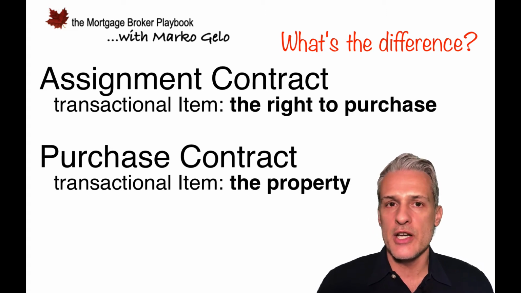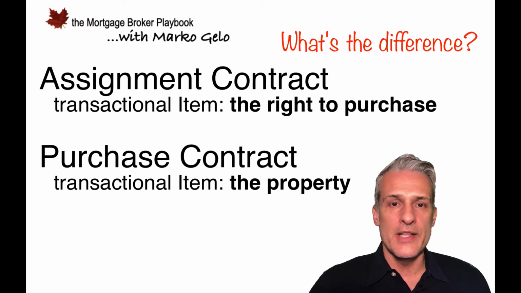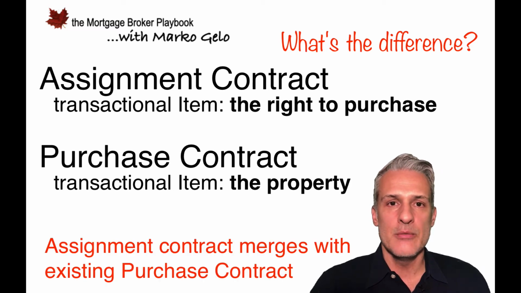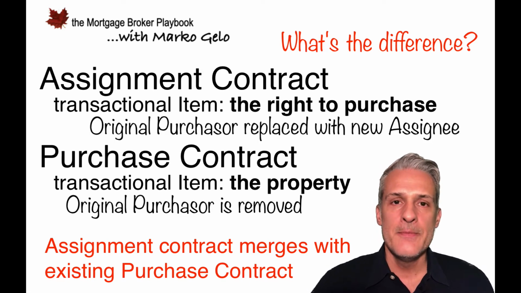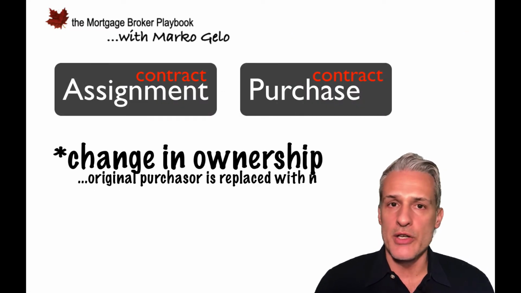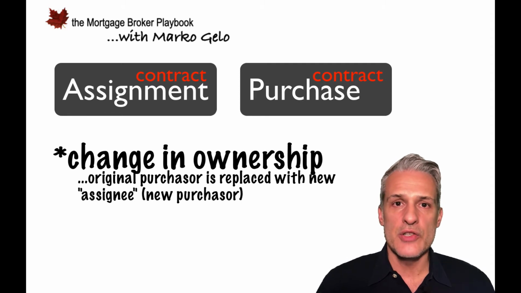Okay, so an assignment contract comes into play and merges with an existing purchase contract. What it does is it removes the existing contract holders, the existing buyers, and replaces them with you, the new assignee. The biggest difference in an assignment contract, as I just mentioned, is the change of contract holders, and in most cases, but not all the time, the change in price.